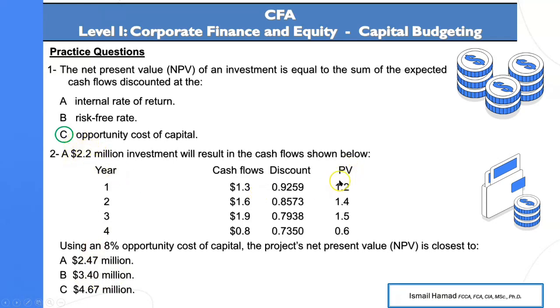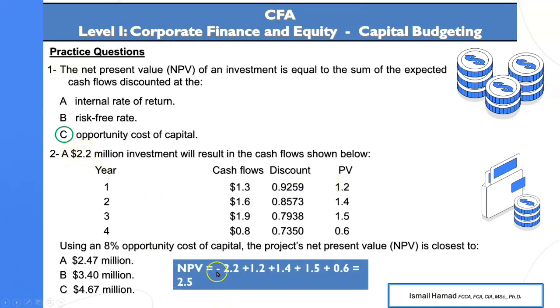It is so simple. This figure is negative. We add the present value in the first year plus the second year until the end. These will be positive and this one will be negative. The end result will be negative 2.2 plus 1.2, 1.4, 1.5, 0.6. The total is 2.5. This is the net present value, which is 2.5, very close to 2.47, and this is the right answer.